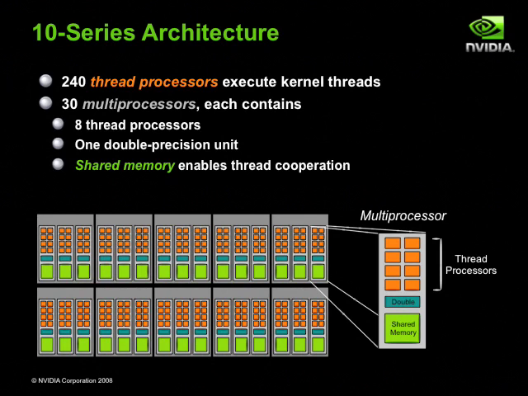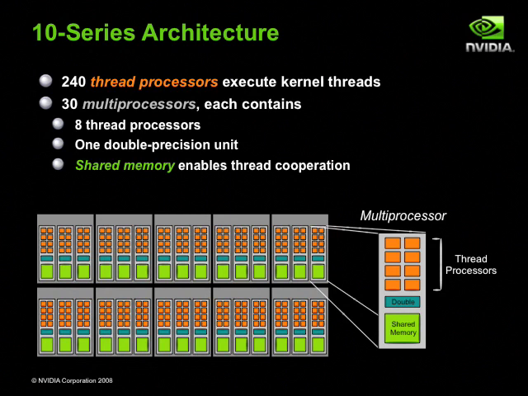The previous slide used fictitious GPUs to demonstrate transparent scalability. This slide illustrates the computational resources on the 10 series GPU architecture. On the 10 series architecture, 240 thread processors execute kernel threads. These processors are grouped into 30 multiprocessors, with each multiprocessor containing 8 thread processors, 1 double precision unit, and shared memory, which allows thread cooperation.